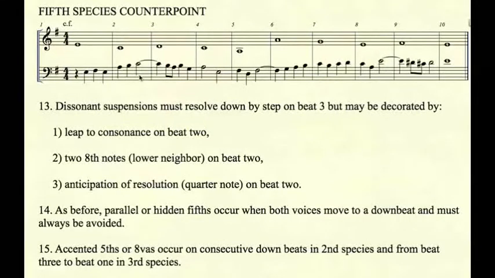In both our examples of dissonant suspensions here, we've used the 2 eighth notes lower neighbor option. So here, the C consonant preparation is followed by a dissonant suspension embellished by lower neighbor notes and then resolved on beat 3. So the resolution is the same whether we have a quarter note and 2 eighth notes or if this was a half note C tied to another half note C. Still the resolution would be on beat 3. We are allowed to decorate or embellish beat 2 in fifth species.